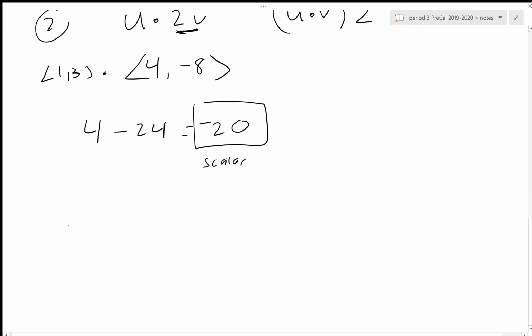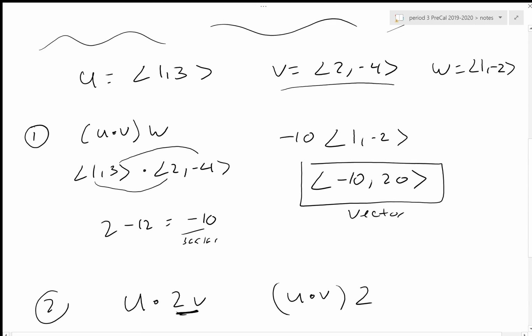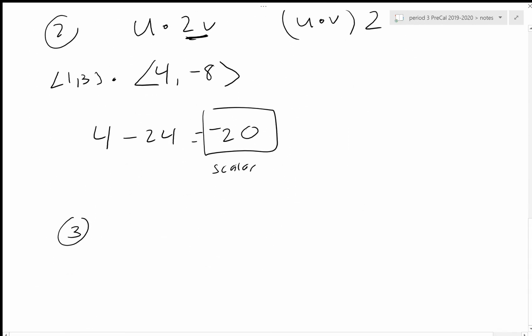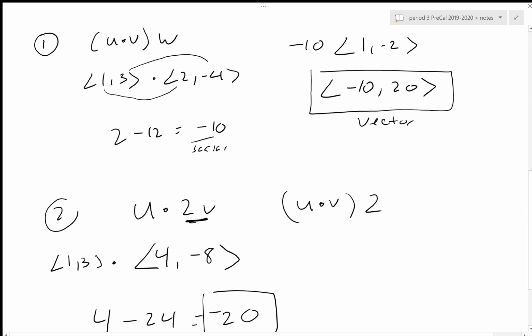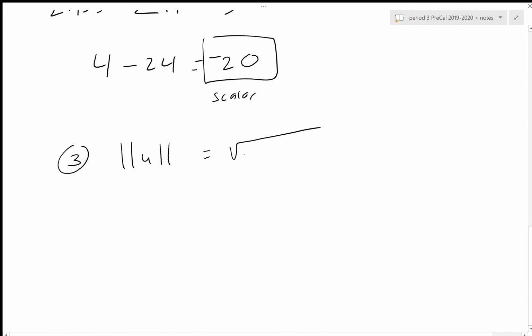Okay, real simple. How they're going to try to trick you though is to say, hey, what is the magnitude of u? And basically we already know what that is. It's just, what's u? 1, 3, so it's just 1 squared plus 3 squared. So you get 1 plus 9, square root of 10. Okay, we already learned that.